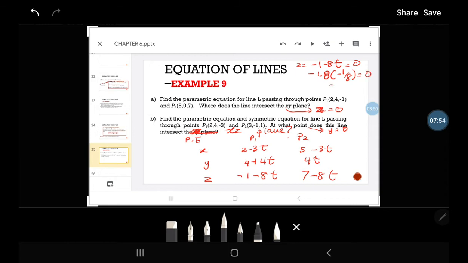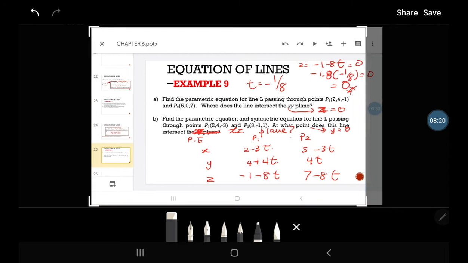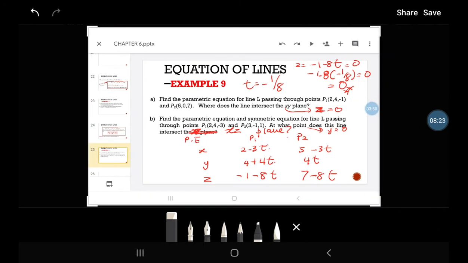Okay, so t is minus 1 over 8. Then you should replace the value of t into each of these equations here to find the intersection point. Okay, when we replace, we know now that the value of t is minus 1 over 8.